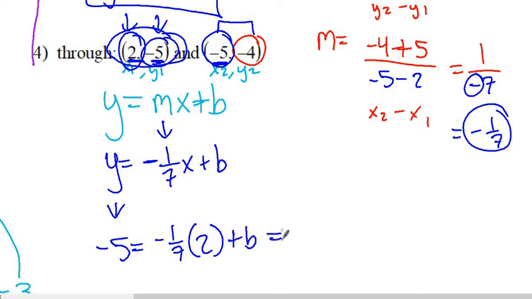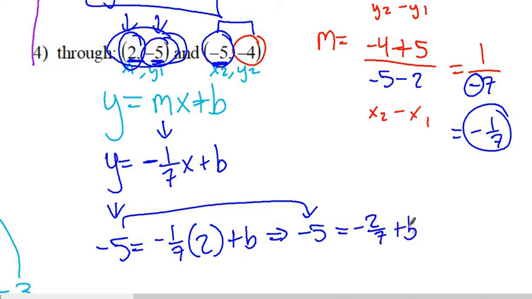Okay, now let's simplify this. So 2 times negative, that's still negative 5, that's right here. 2 times negative 1/7 is negative 2/7. How do we solve this? We would solve it by adding 2/7 to this side to cancel, adding 2/7 to this side.